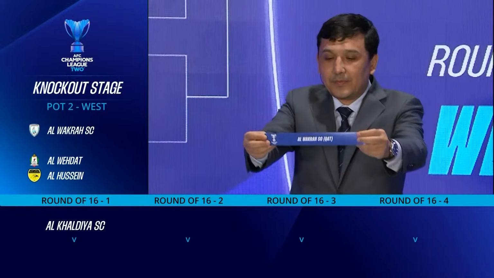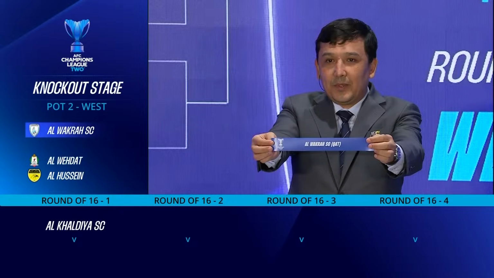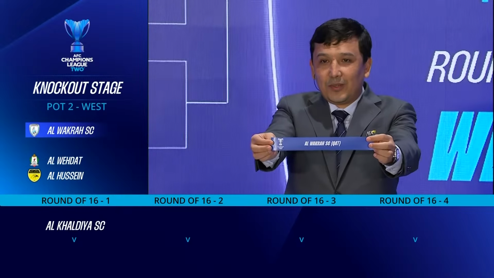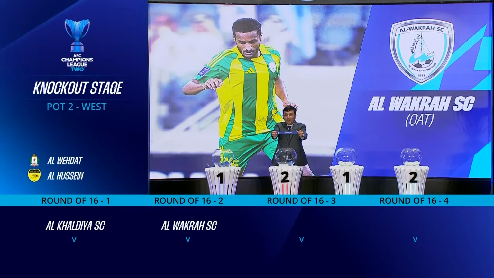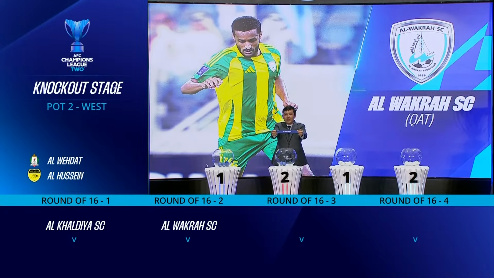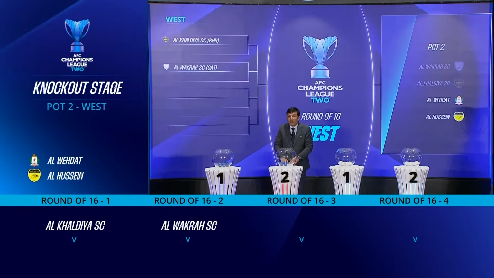Al Wakra Sports Club from Qatar. Fourth position in 2023-24 Qatar Stars League. They will take position A in round of 16-2. They are two-time league winners, and they are playing in AFC competition for the first time since their debut in AFC Cup in 2002. Qatar Al Wakra Sports Club.